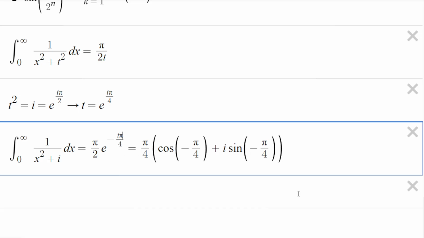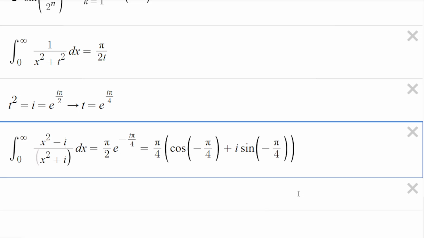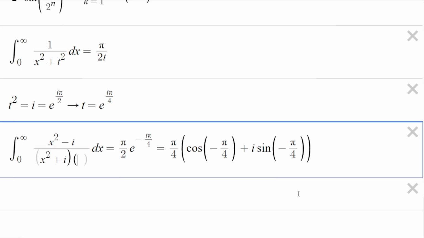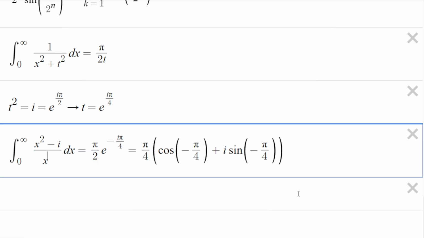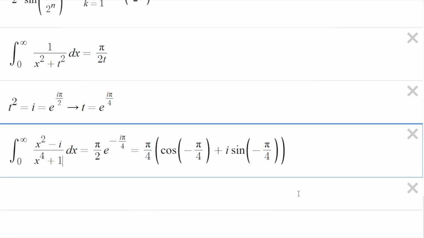Now let's go back over to here and let's manipulate this a little bit. Let's multiply the top and the bottom by x squared minus i. All right, on the bottom, we're going to get times x squared minus i. Now, this is going to evaluate to x to the fourth minus i squared. i squared is defined to be negative 1, so minus i squared is just 1. So this denominator here becomes x to the fourth plus 1.